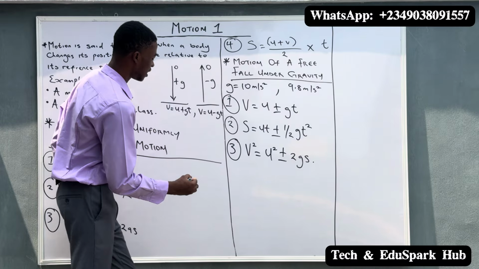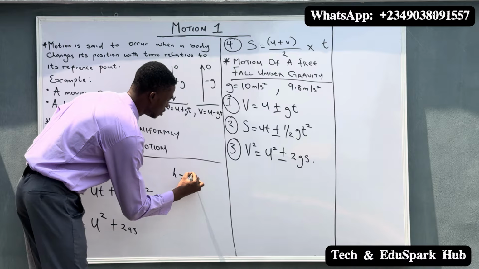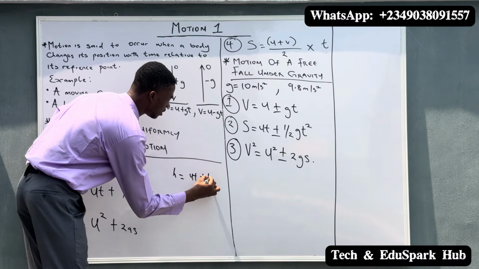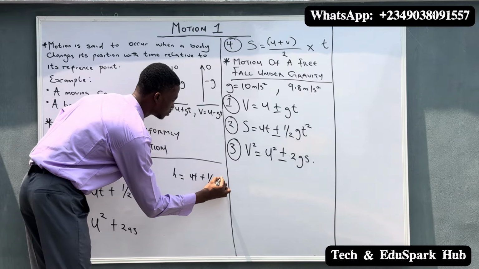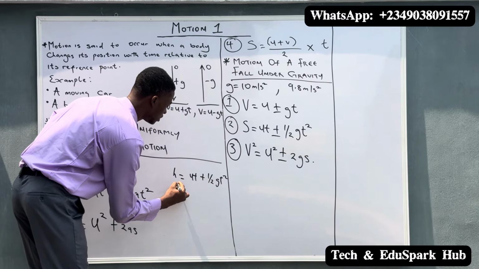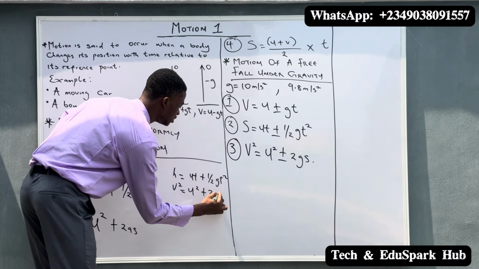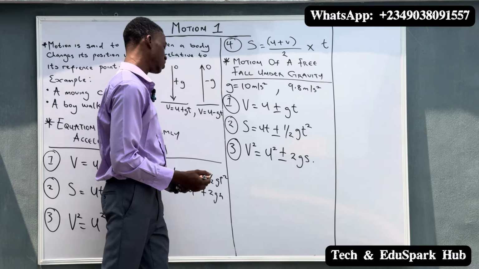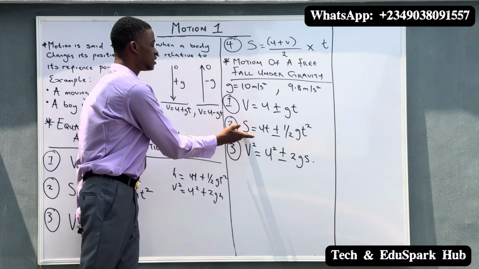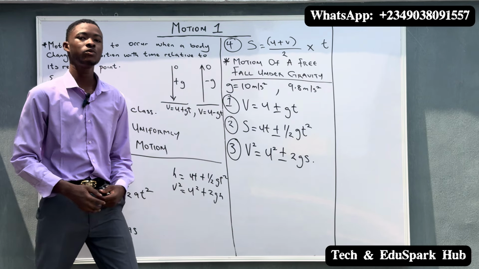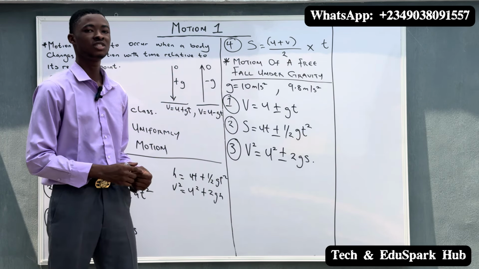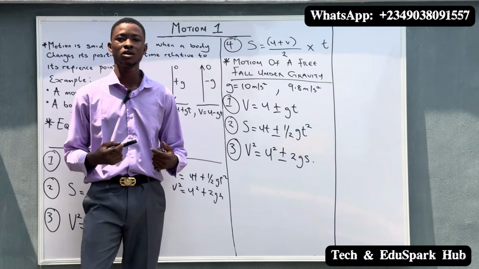So you can have something like h equals ut plus 1 over 2 gt square. You can also have something like v square equals u square plus 2gh. So it just depends on the way you want to put it. It can be distance or height or depth, any way the question puts it. So h or s is correct. You can use either way you want it.